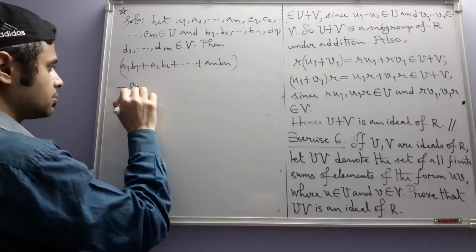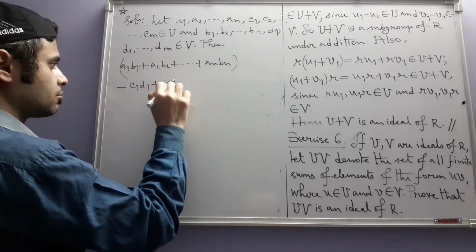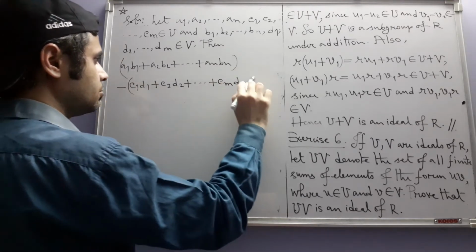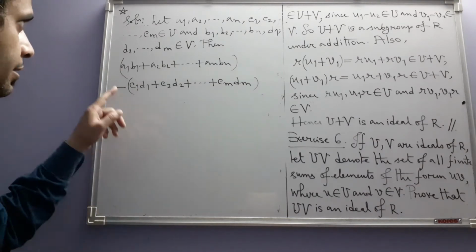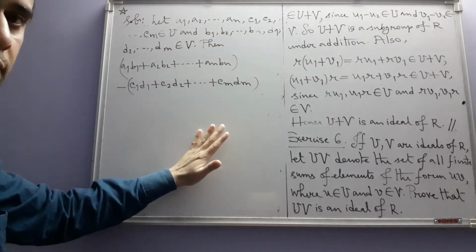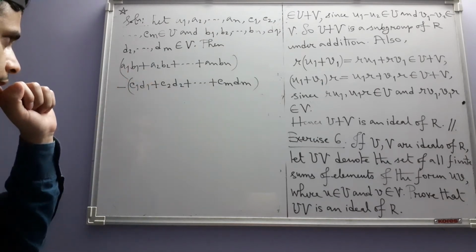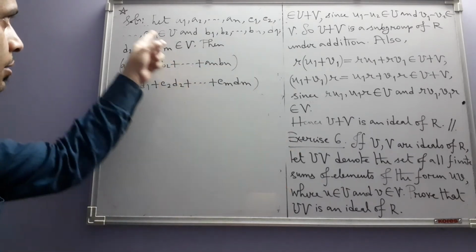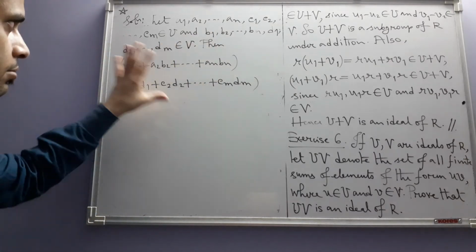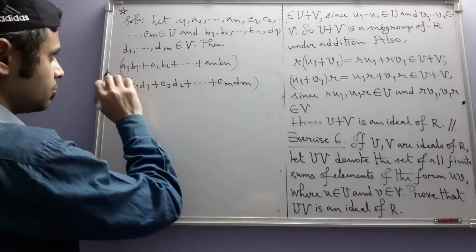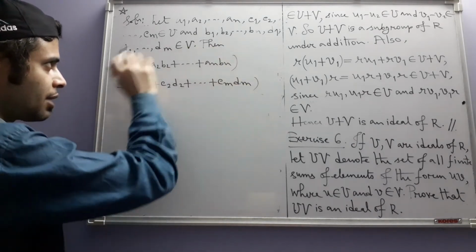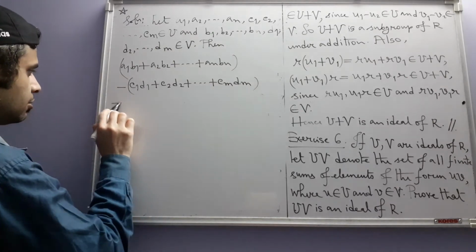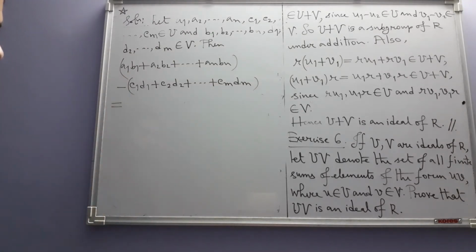And the other one is c1d1. Actually, I should not have started off the solution like this. The proper way to write is this: let this and this be two elements in UV where you have to write these things. But you get my point, what I am trying to say here. Now we are trying to show that this difference again belongs to UV, so that UV will become an additive subgroup of R. Okay. Now recall the elementary calculations in a ring.